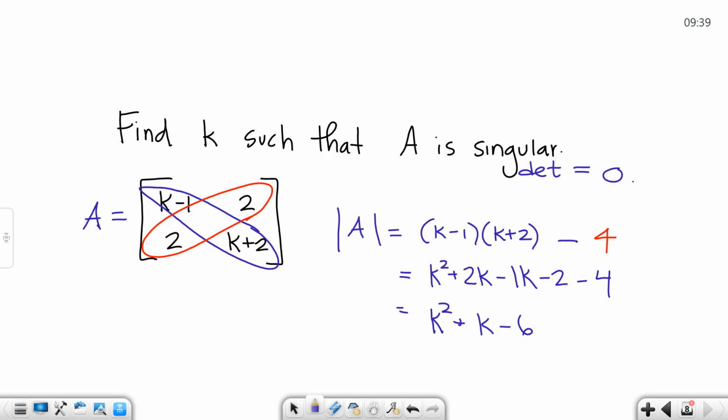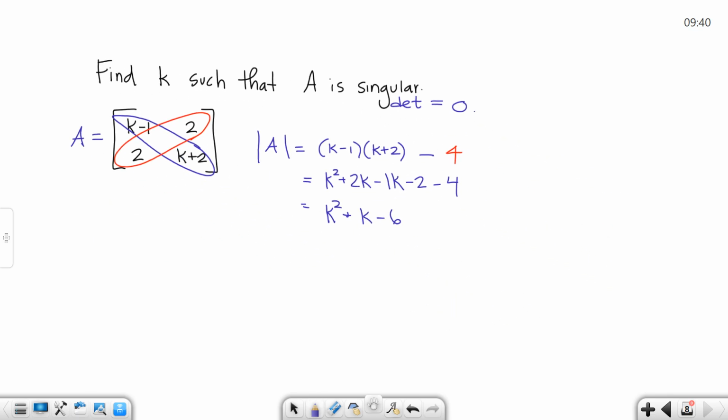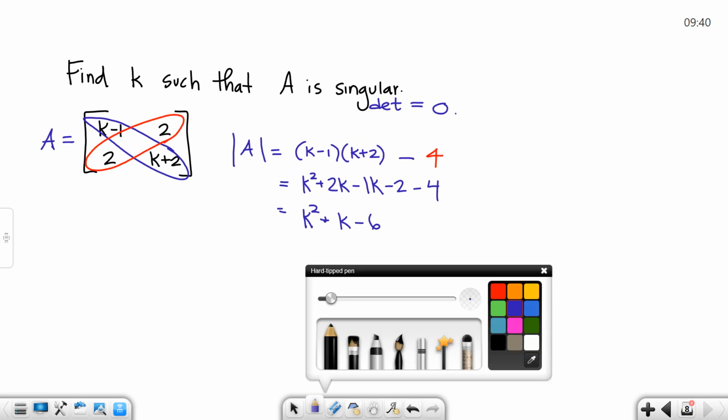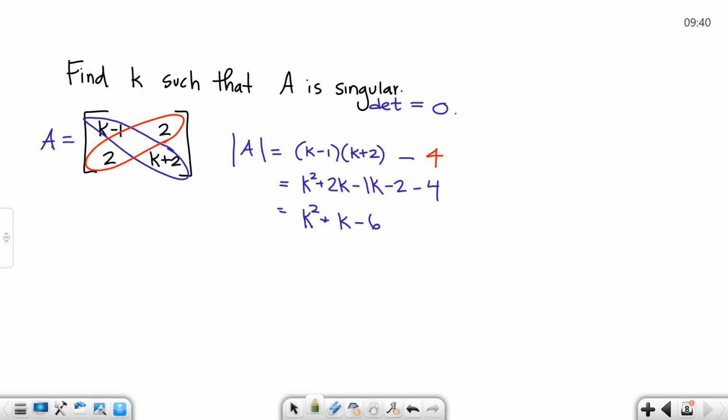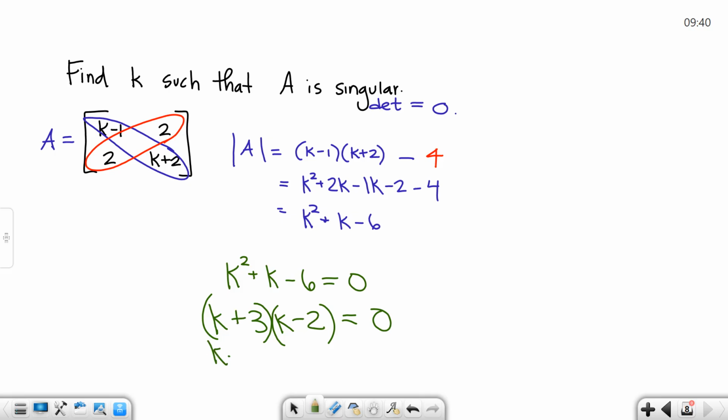Okay, so I want to know where this is singular. So it's going to be singular when that value right there equals 0. So we'll solve it by factoring. I won't give you anything that wouldn't factor, even when we get to eigenvalues and eigenvectors. So k would equal -3 and k would equal 2. And those are the ones that make this matrix singular.